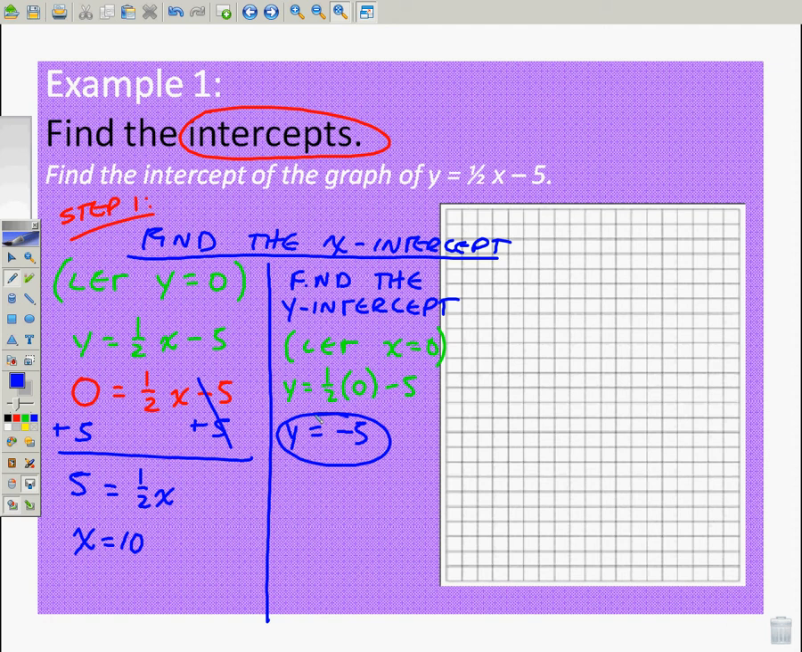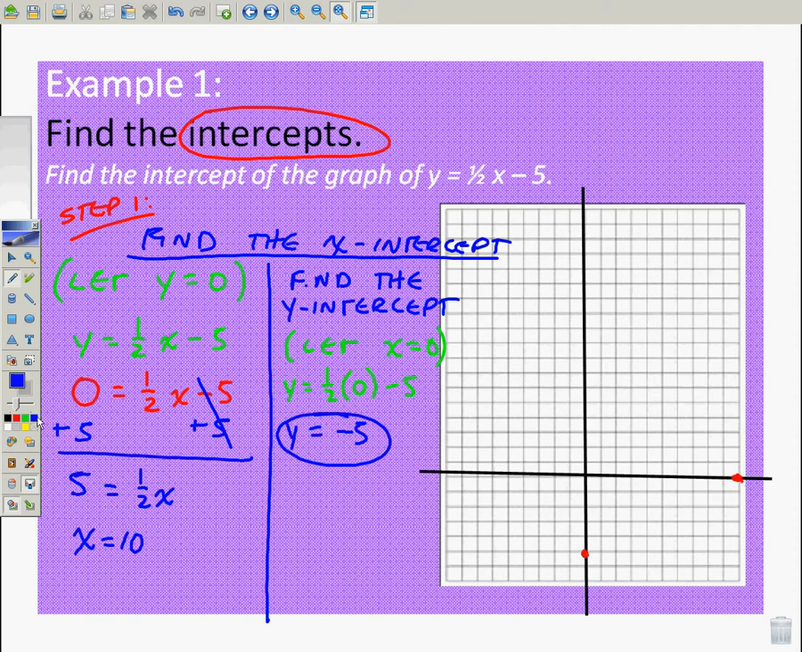Knowing what this means, if I draw in my graph here, I can look at this graph and say, what does that actually mean? I've got my intercepts. My x-intercept is at x equals 10. 1, 2, 3, 4, 5, 6, 7, 8, 9, 10. So this is where it crosses, over here. Where does my y cross? Where is my y-intercept? It's at -5. 1, 2, 3, 4, 5. Right here.